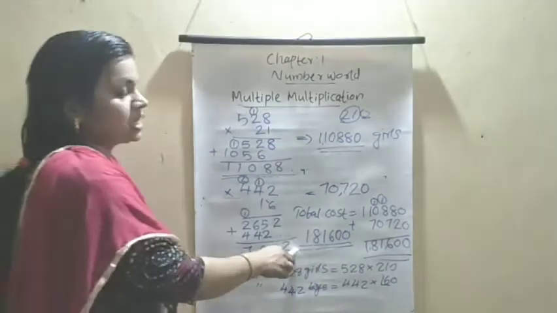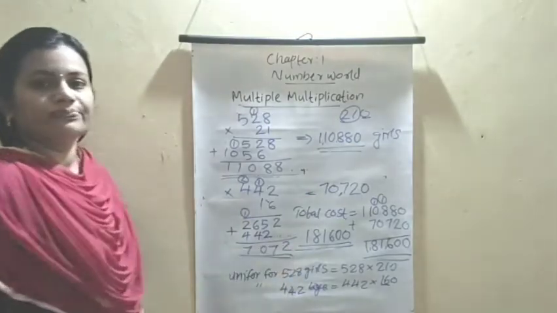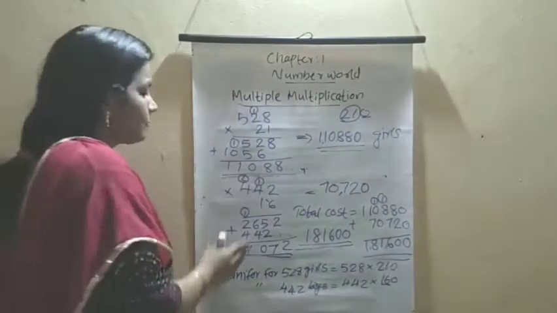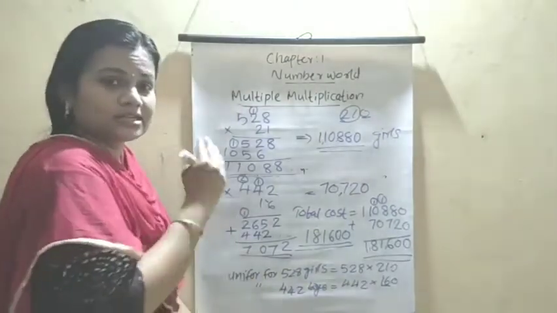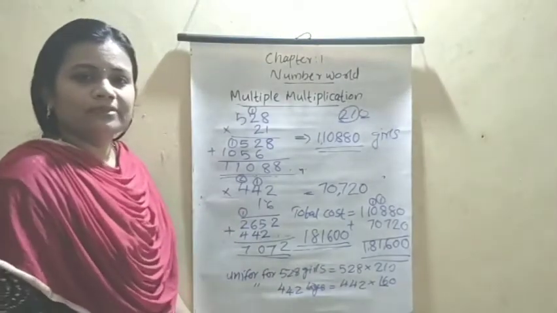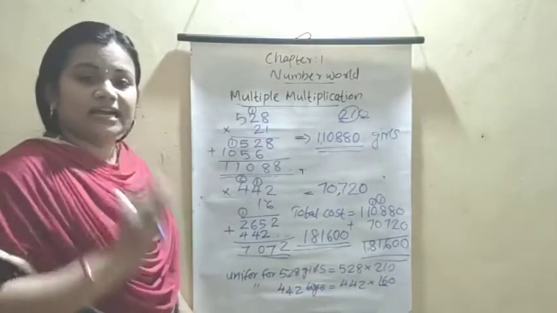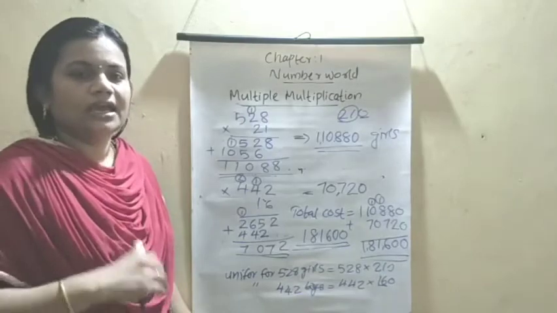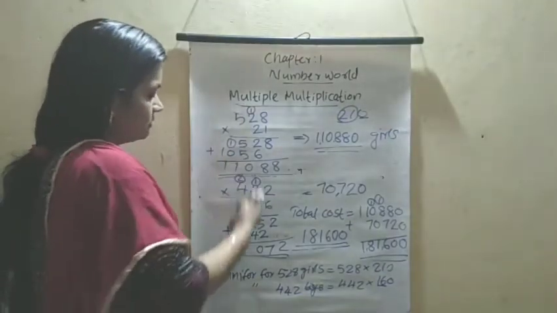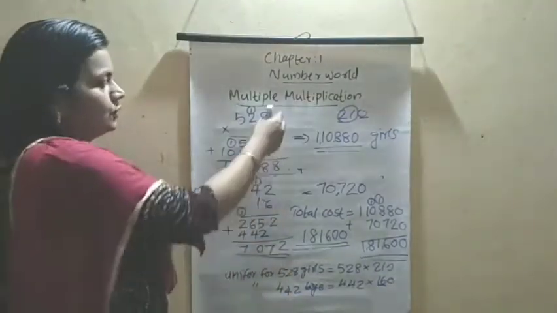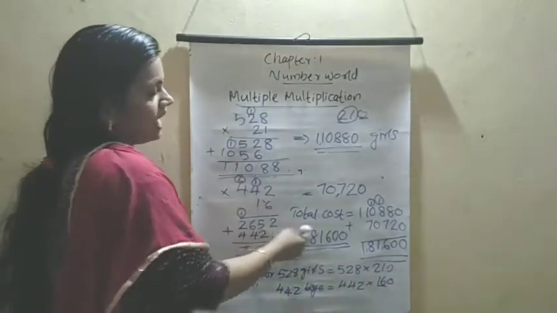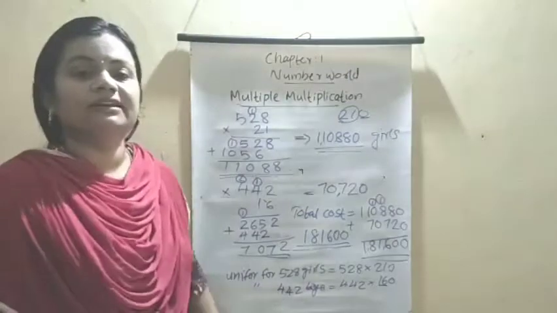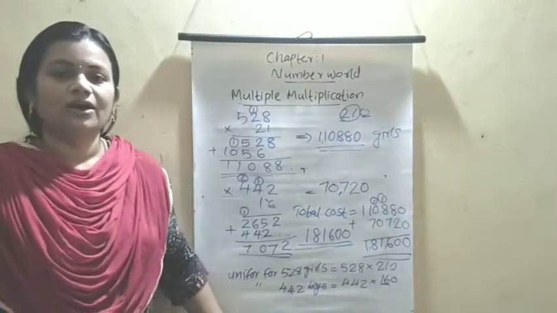This is the total cost of the uniform. Understood? Then in this problem, how to understand this? Can you understand this problem? First of all, you should study the multiplication table 1 to 10. Then we can find out this answer easily. First of all, we are doing these two ones. Then we are adding these two amounts and we got 1,81,600.